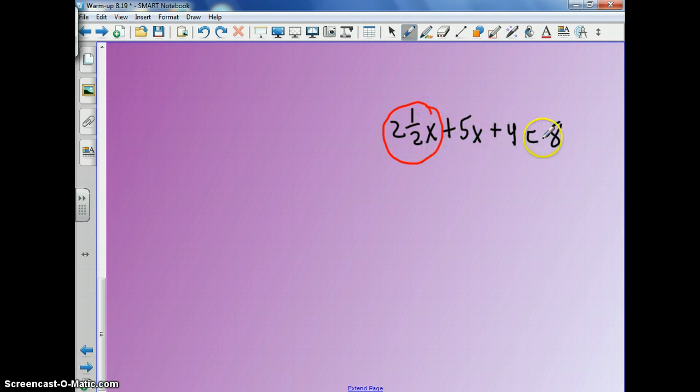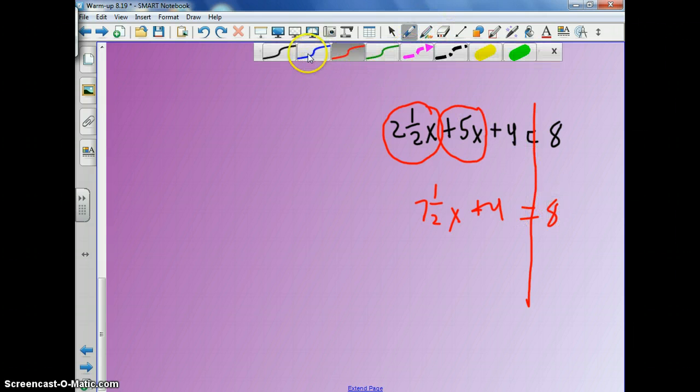Are there any other terms with an x on this side of the equal sign? Yes. Positive 5x. And what's really easy about addition is you just add your whole numbers. What's 5 plus 2? 7. 7.5x. You see what I did? So the way I do it doesn't change. Don't let these fractions intimidate you. We do it the same way.